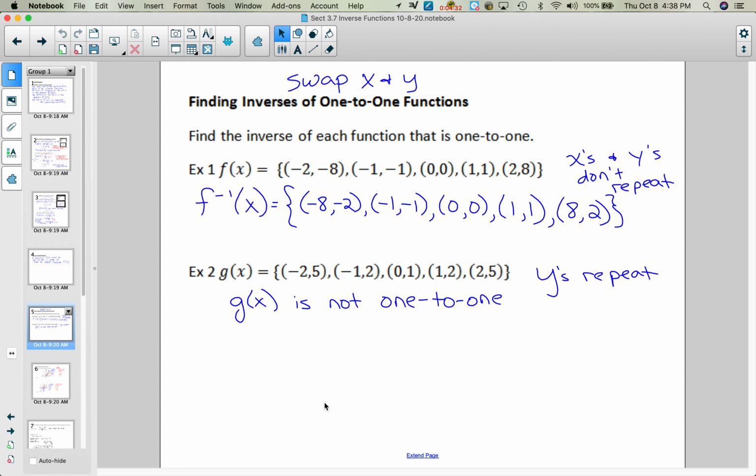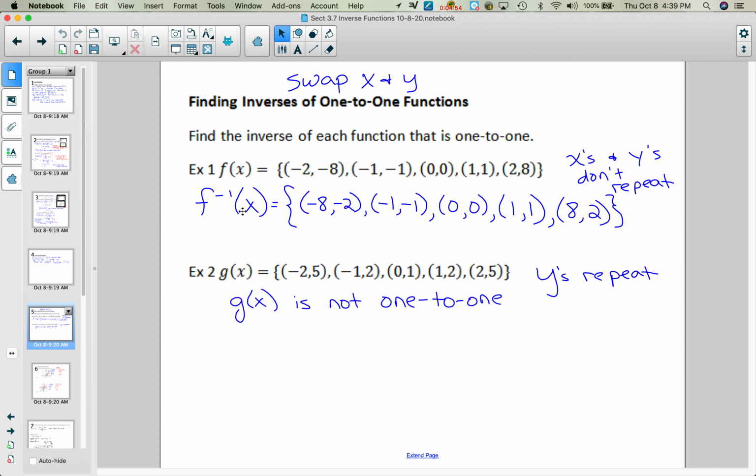Finding inverses of one-to-one functions, and you'll see my note up here at the top: swap x and y. So you're going to swap the x and y values. If we look at example 1, first we have to determine, is it one-to-one? So you look at the x values, see if any repeat. None of them do. Then you look at the y values. None of them repeat. That means it's a one-to-one function.